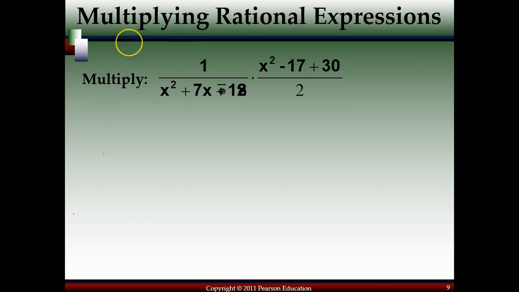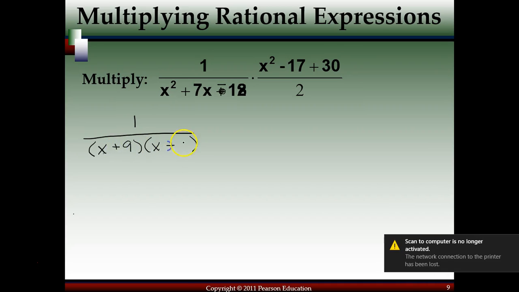The first step in multiplying rational expressions is we need to factor out the numerators and denominators completely. This right here, the 1 over x squared plus 7x minus 18, can be factored out into, so you're looking for two factors of negative 18 that add up to 7, and that is going to be positive 9 and negative 2.